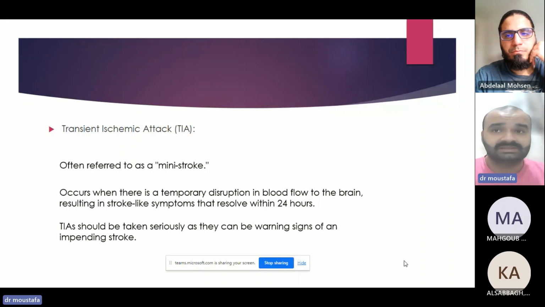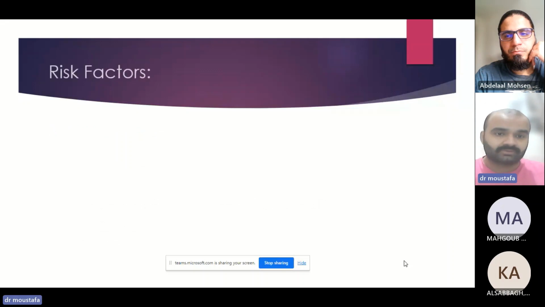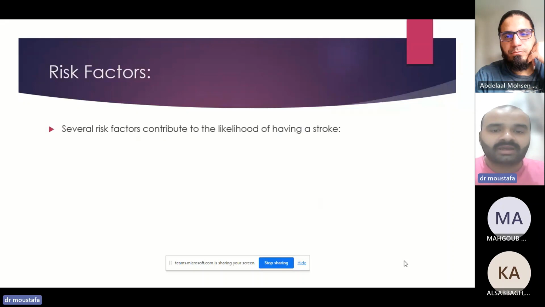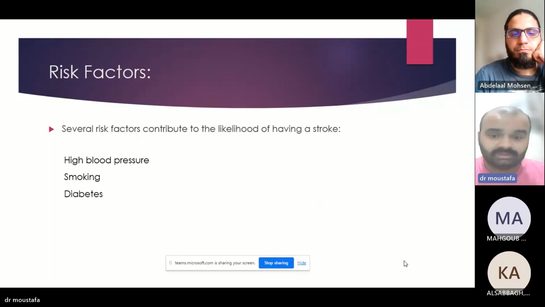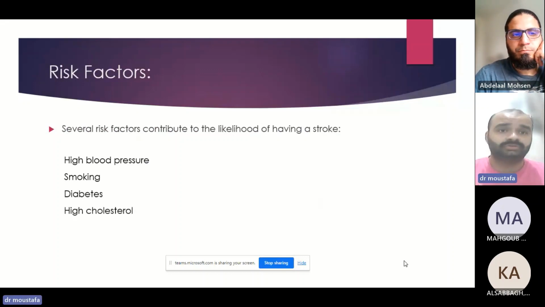We have already discussed the definition and the types. Now comes the risk factors. Right? Number one in risk factors, high blood pressure. Of course, hypertension is almost a risk factor for any medical condition. That's why high blood pressure needs to be strictly controlled, right? What else? Of course, smoking. We all know it. We need to discuss more. Diabetes as well. High cholesterol.